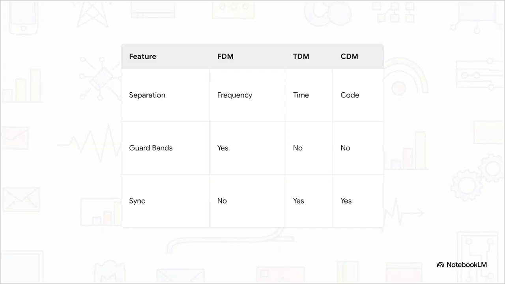Let's do a rapid-fire summary of the big three multiplexing approaches: FDM, TDM, and CDM. FDM separates users by frequency and requires guard bands. TDM separates by time and requires synchronization. But take a good look at CDM, code division multiplexing. The trap here is assuming CDM carves up time or frequency like the others. It doesn't. In CDM, all users transmit at the exact same time on the exact same frequency. How? They are separated purely by unique orthogonal mathematical codes. This is spread spectrum technology in a nutshell, and it gives massive security and noise immunity advantages.